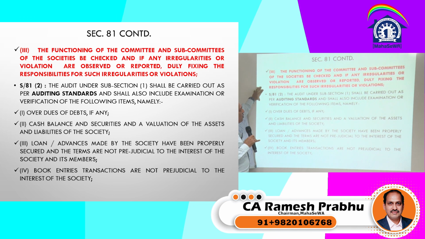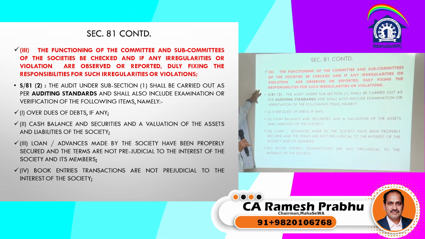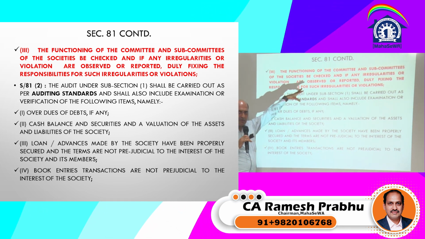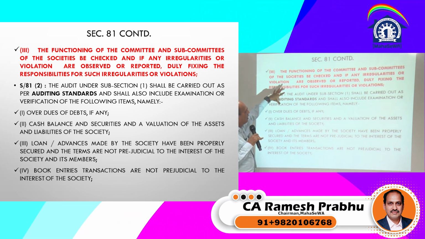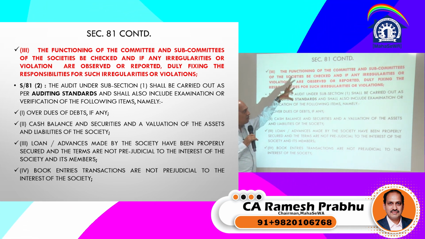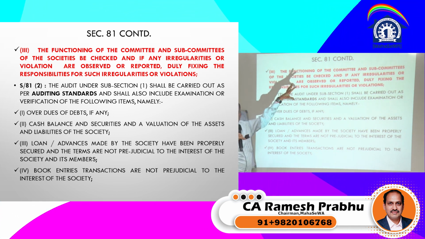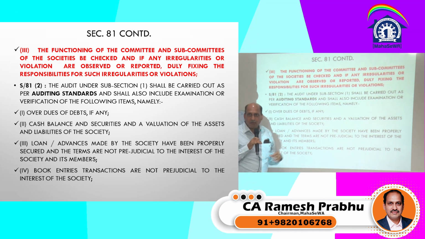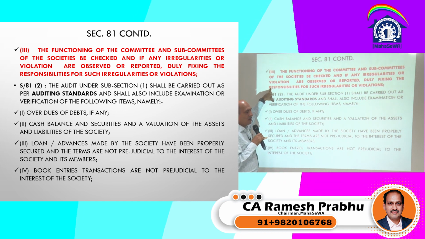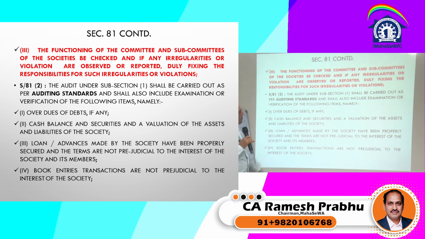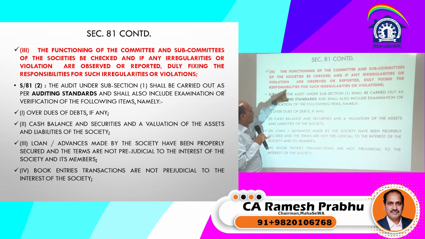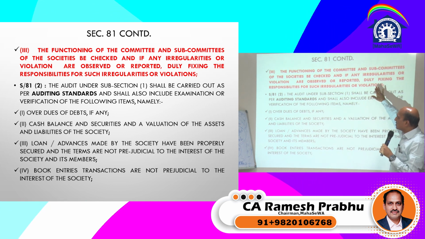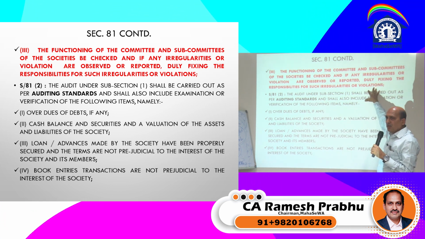Now, functioning of the committee and subcommittee of the society. The society has a managing committee, it can also have a subcommittee. If there is a managing committee and a subcommittee and they have been given various responsibilities, whether that responsibility has been done in a proper way, is there any violations which has been committed, that need to be reported. Duly fixing the responsibility for such irregularity and violations. If there are certain violations done, who is the person who has committed that irregularities?